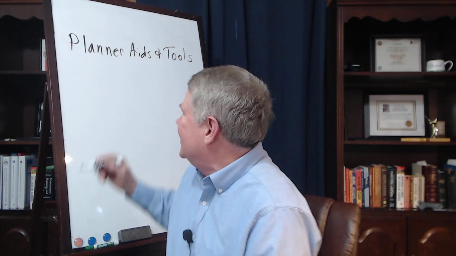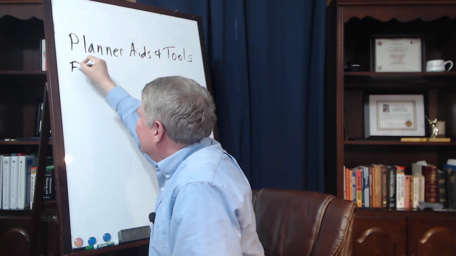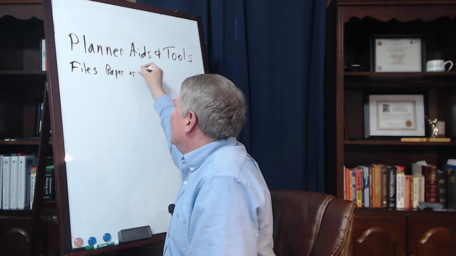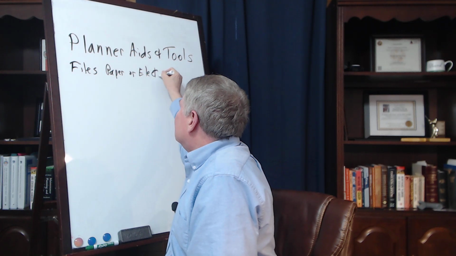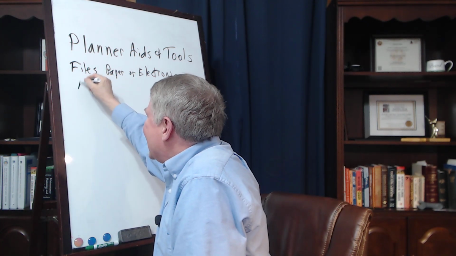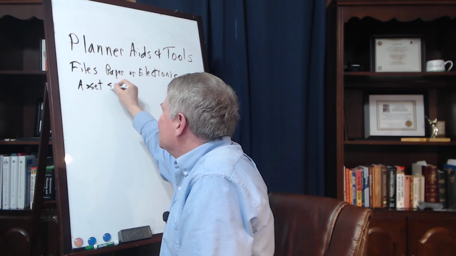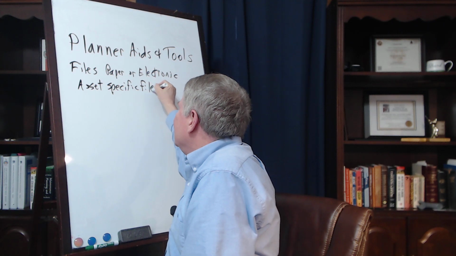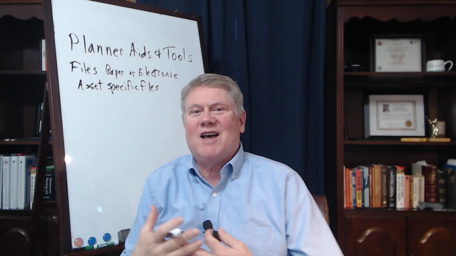Today, I want to talk about aids and tools that a planner would have. And obviously, the first thing is just simply the files, whether they're paper or electronic. The most important file, they're all important, would be the asset specific files. These are the files you keep on each asset as you work on it.